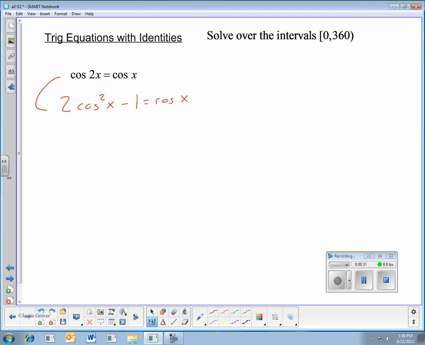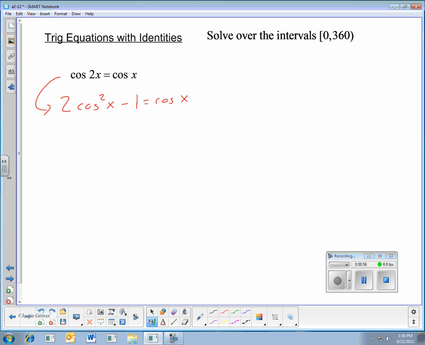Now knowing which identity to use, for cosine there's a couple of options. For sine and tangent there really aren't options, so when you see a double angle you use those. But for cosine you might have to try a couple of them, play with them. This is the one that I found to work best. Is it possible to use the other versions? Probably, but this is the easiest way to go. But sometimes it takes some experimenting.